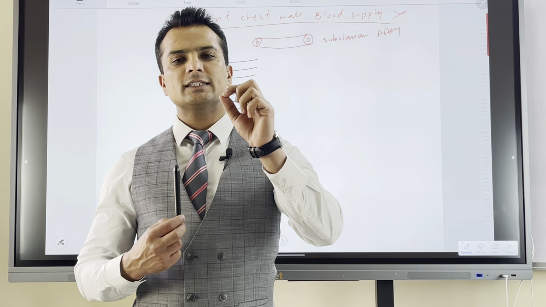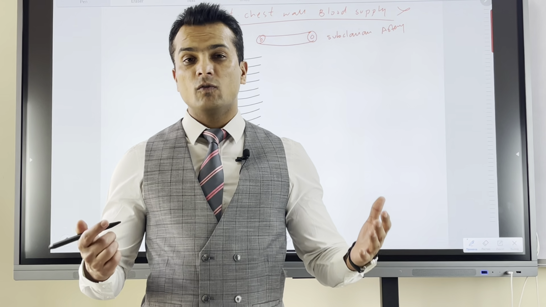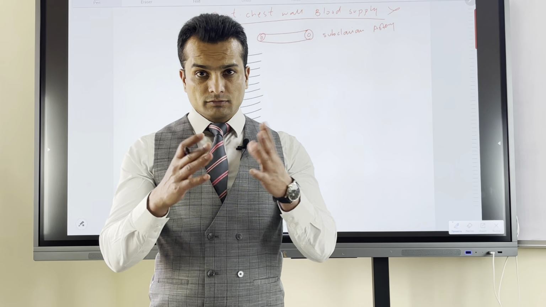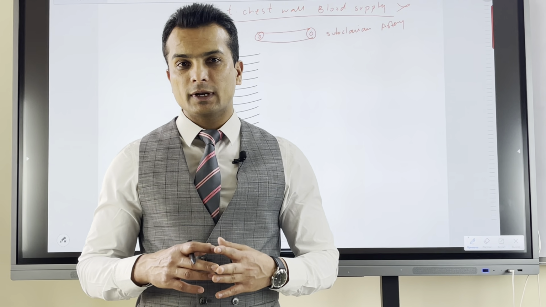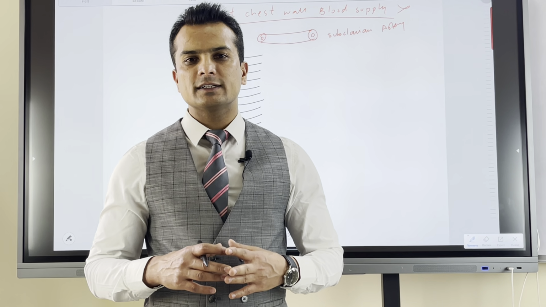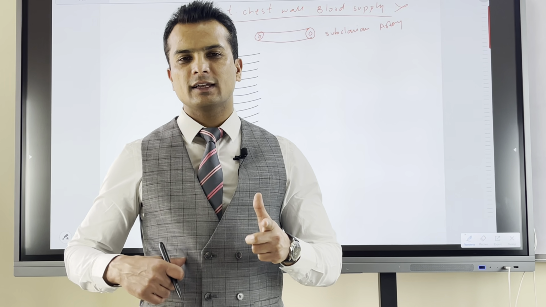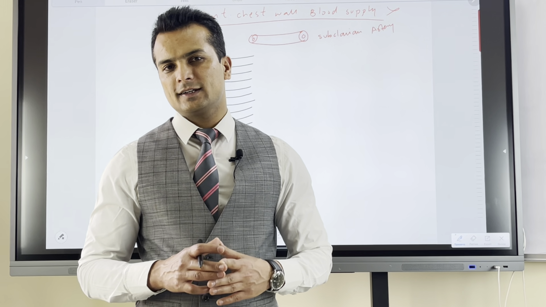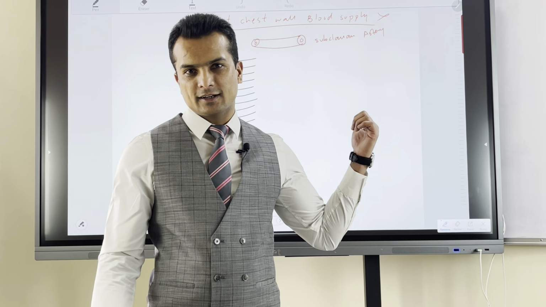Then at the level of the 6th intercostal space, this internal thoracic artery divides into two terminal branches. One is the musculophrenic artery, the second is the superior epigastric artery. So remember, as a review, the first 6 anterior intercostal spaces receive blood supply from anterior intercostal arteries, and these are branches of the internal thoracic artery. The lower 5 anterior intercostal spaces receive blood supply from anterior intercostal arteries, which are branches of the musculophrenic artery, and the musculophrenic artery is the terminal branch of the internal thoracic artery.